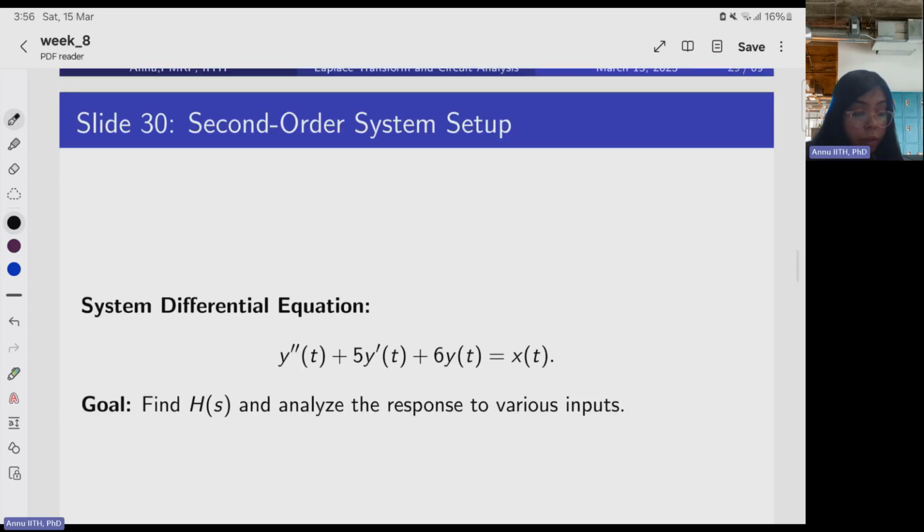Okay. So there's a second order system setup. The differential equation is given. Find h of s and analyze the response to various inputs. Give me h of s, the closed form equation.